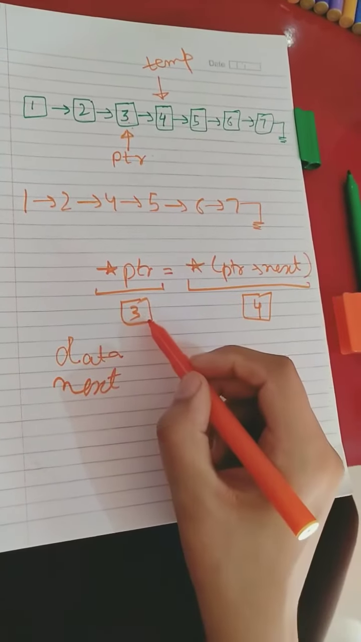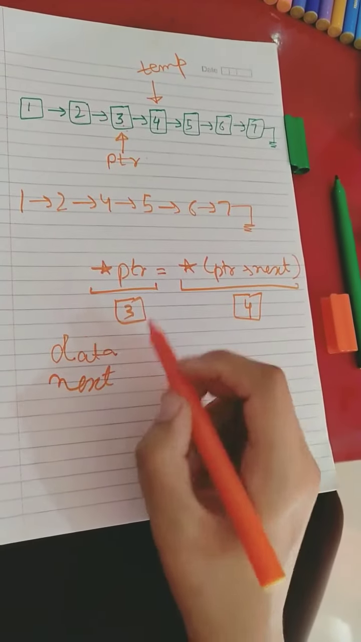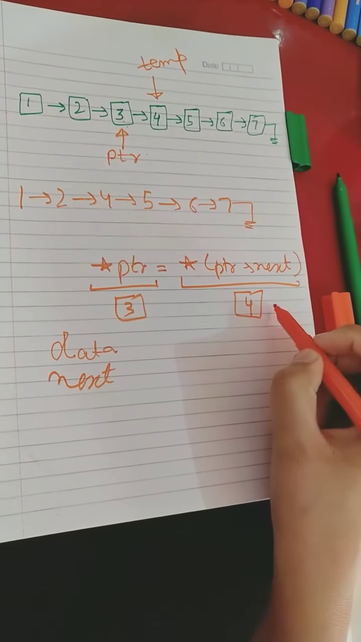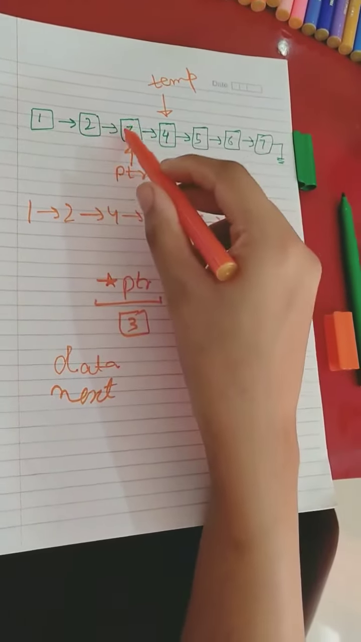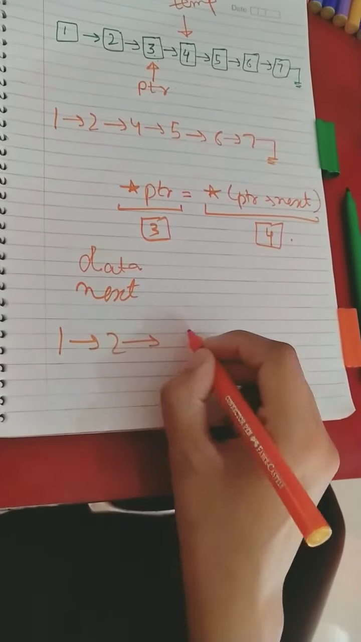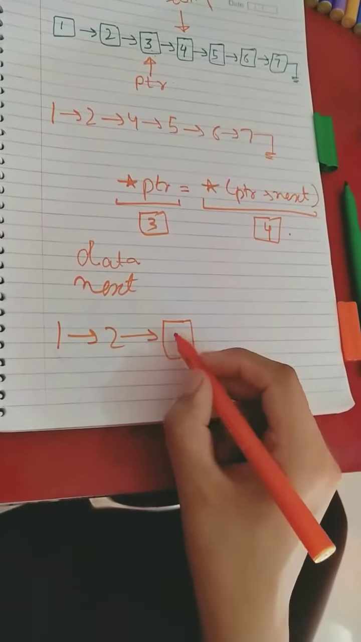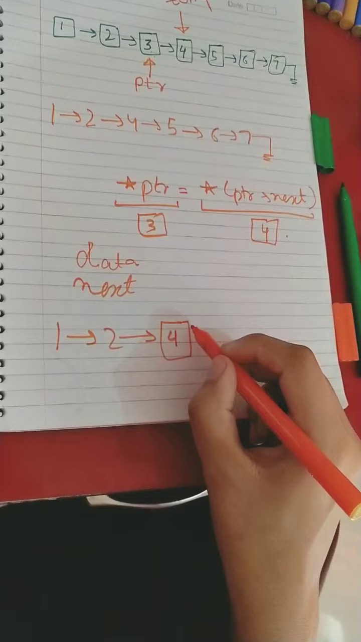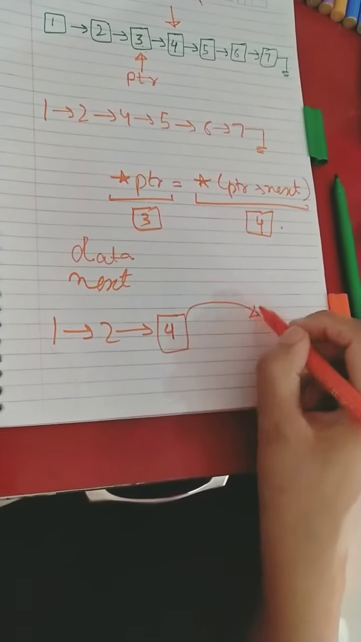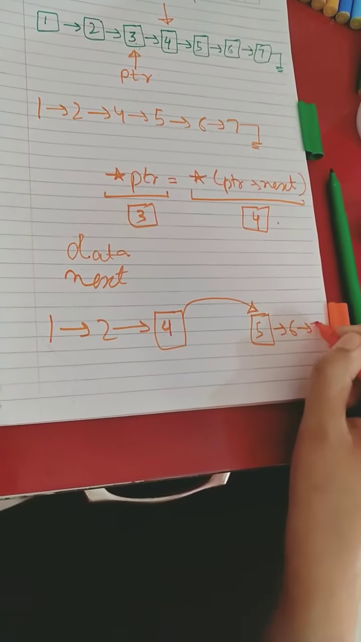This means that this node should get the value which is at this node, and also the next value of this node will become whatever the next value was for that node. So on doing this, the list will look something like this: 1, 2. Now I have given this node a value of 4, and its pointer is whatever the next pointer was for that node, which was 5, 6 and 7.